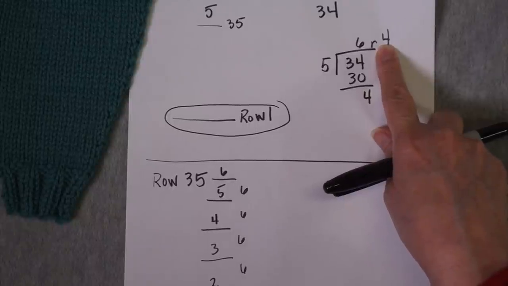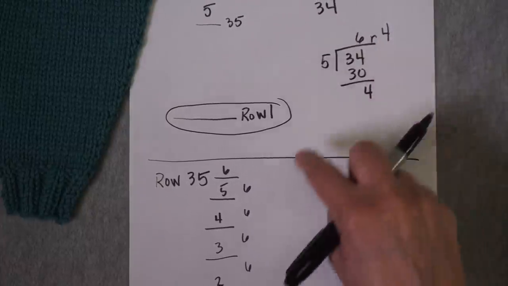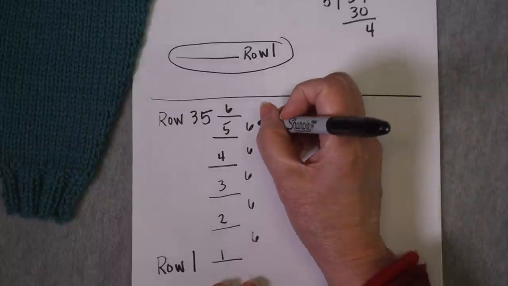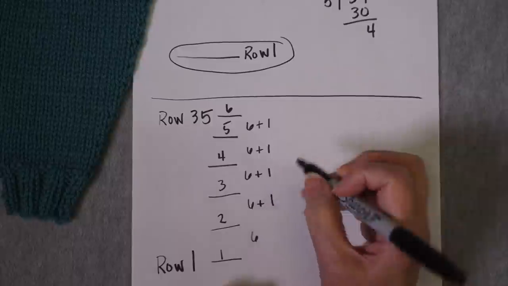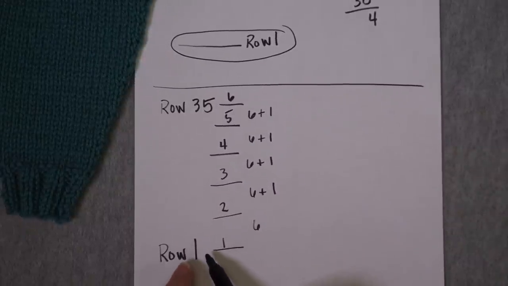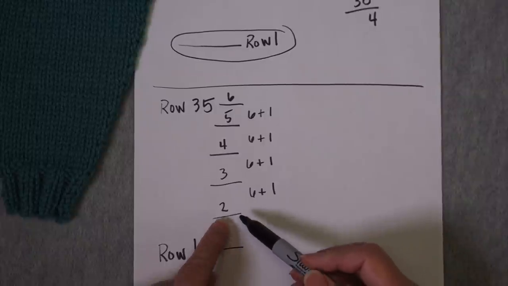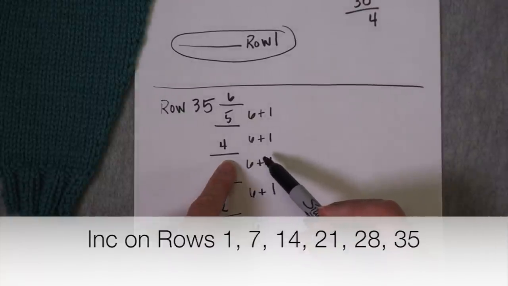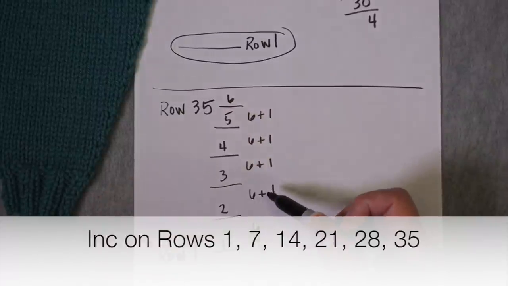If you are working in the round, then you can distribute these four rows evenly amongst four of these increase rows. So you can add an extra one here, here, here, and here. So what this means is that on row one, you'd work your first increase, and then six rows later, you would work your second one. Seven rows later, you'd work your third, seven rows later, your fourth, seven, your fifth, and seven, your sixth, and that last one would be on row 35.